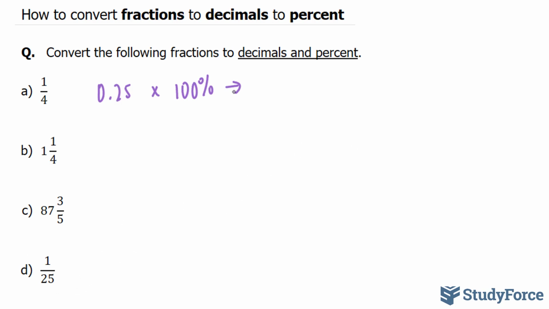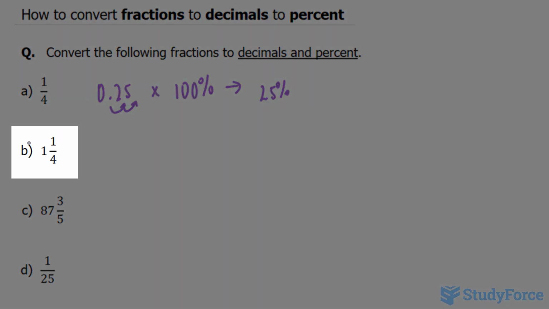And by multiplying this by 100%, what you do without a calculator is you locate your decimal place and you shift your decimal place 2 to the right. So you'll shift this decimal point twice to the right. And you end up with 25%. Therefore, the number 0.25 represents 25%.